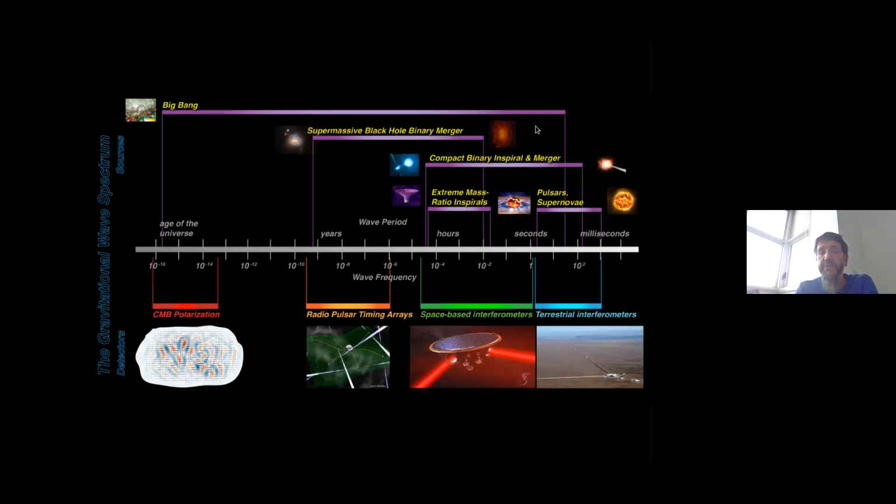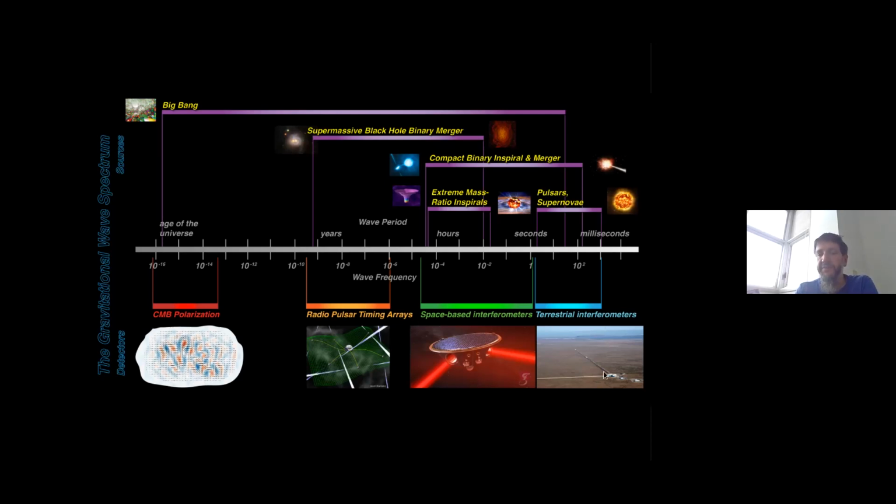And on the top, you have a number of gravitational wave sources: compact binary inspirals and mergers, supermassive black hole binaries, extreme mass ratio inspirals, and so on and so forth. And at the bottom, you see different probes that are now operational or scheduled for future years.